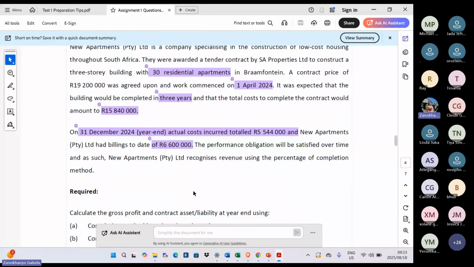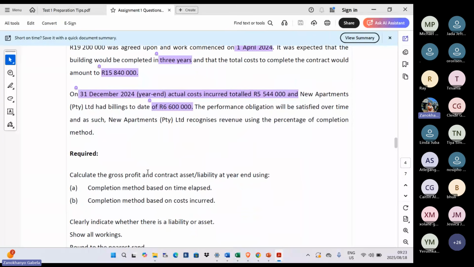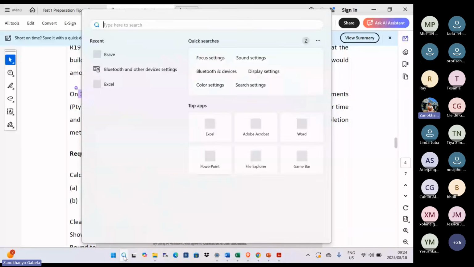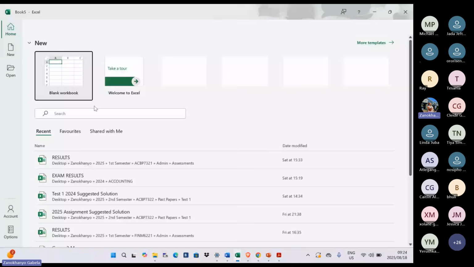Now let's see what we can help them with here. They say calculate the gross profit and contract asset or liability at year end using the information for A, the completion method based on time elapsed, and B, the completion method based on costs incurred. Okay, let's not waste time. Let's do that: time elapsed and costs incurred.